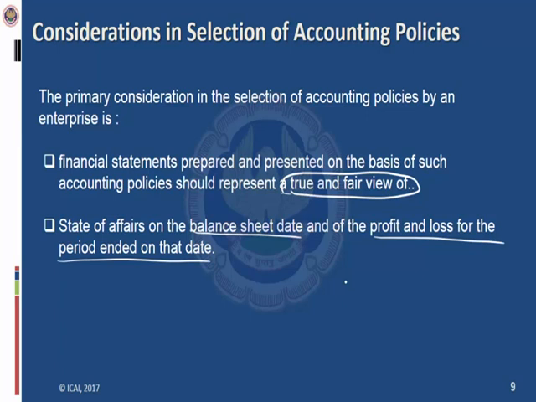So it should not be like this: if the entity has to make its financial statement look sound, it goes for revaluation of fixed assets in one period just for showing its balance sheet strong. The perspective and focus should be true and fair. The entity should be vigilant and prudent while finalizing accounting policies. The prime consideration is that the accounting policies an entity adopts should help in preparation and presentation of true and fair financial statements.